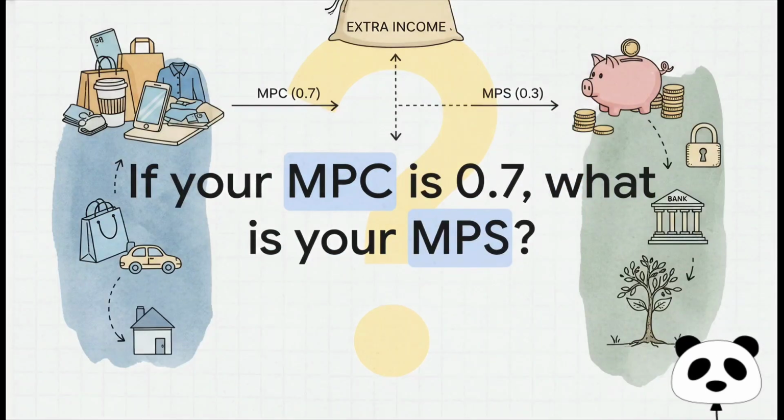Moving right along to question 2. Apply that super trick directly. If your MPC is 0.7, what is the remaining MPS? Are we looking at A, 0.3, B, 0.7, C, 1, or D, 0? Remember the 2 buckets of extra income.